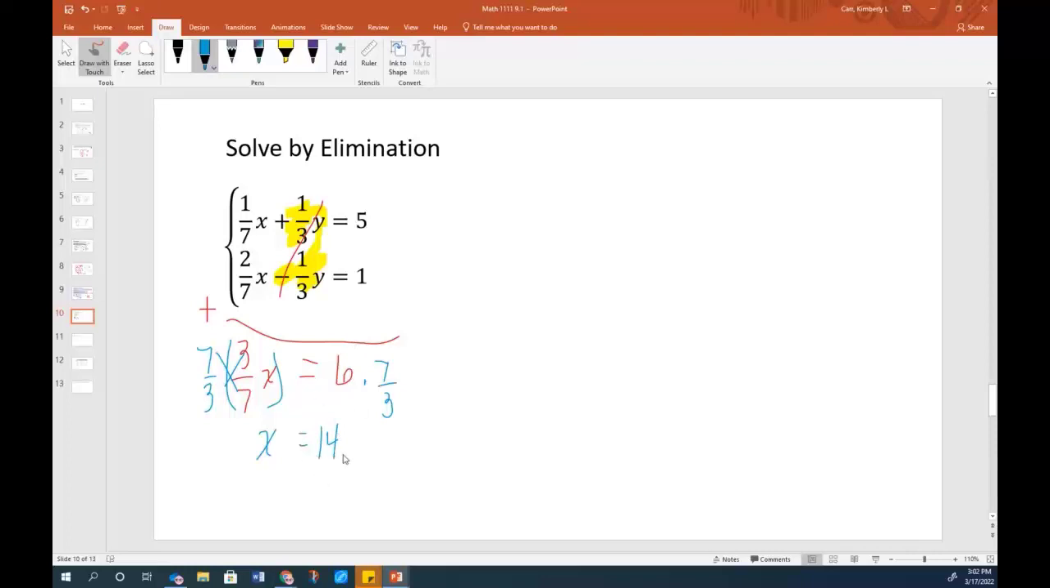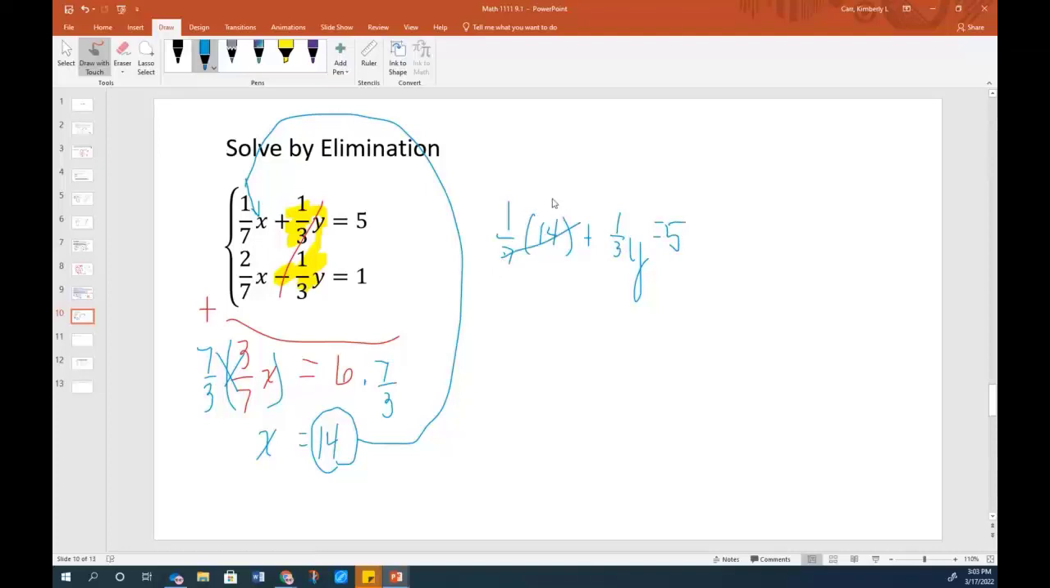So now I'm ready to back substitute. Now, 14 is going to be nice to plug back in because it's going to end up canceling with the 7. So I can take this value, and I can plug it back in here for x, and what I get is 1/7 times 14 plus 1/3 y equals 5. Well, 1/7 of 14 is 2, and that's 2 times 1, so it's still just 2, plus 1/3 y equals 5.